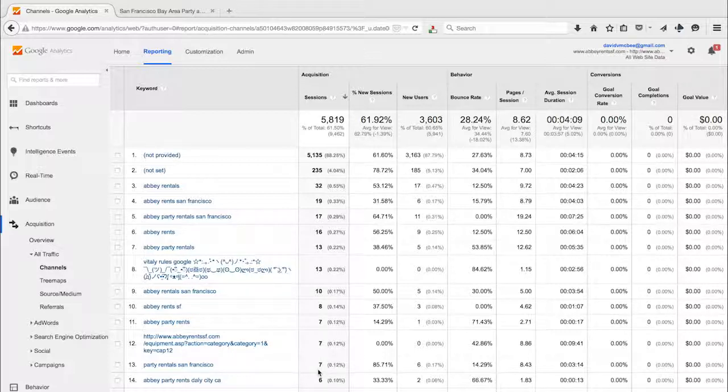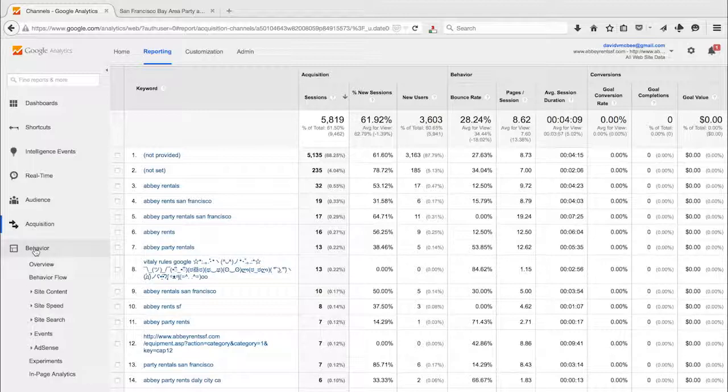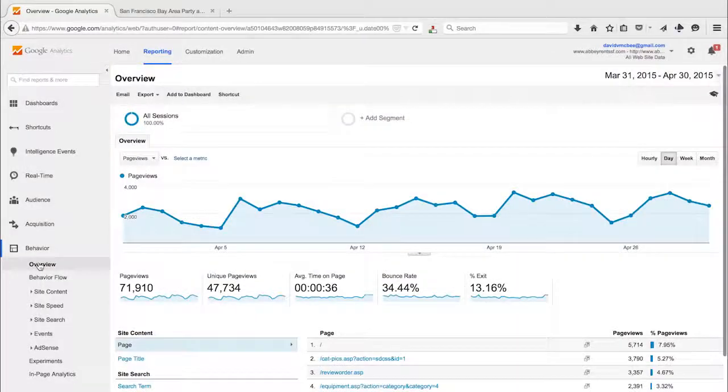In other words, you can take all of these numbers and multiply them by 10 to get a more accurate look at what keywords are driving how much traffic. All right, we're going to come back to acquisition in a minute, but first let's look at the behavior tab. So acquisition is how did they get there, and behavior is what are they doing once they get there.